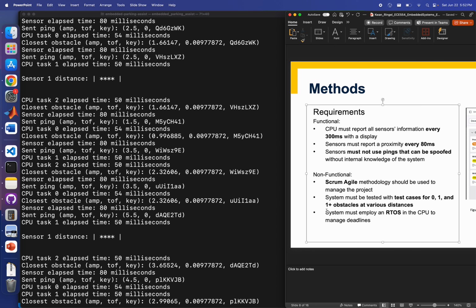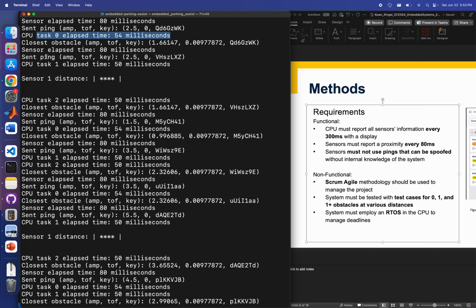And then lastly, the system must employ a real-time operating system in the CPU to manage deadlines. Here you'll see our round-robin interrupt-driven partial RTOS implemented. We have 3 tasks: one to prepare the display, one to actually do the display, and one to process the sensors. So task 0, 1, and 2. Processing the sensors actually has a 49 millisecond delay out of the 50 millisecond time slice that they receive, in order to force the CPU to save and restore context between time slices. So that's why you'll see it go a little bit over here.